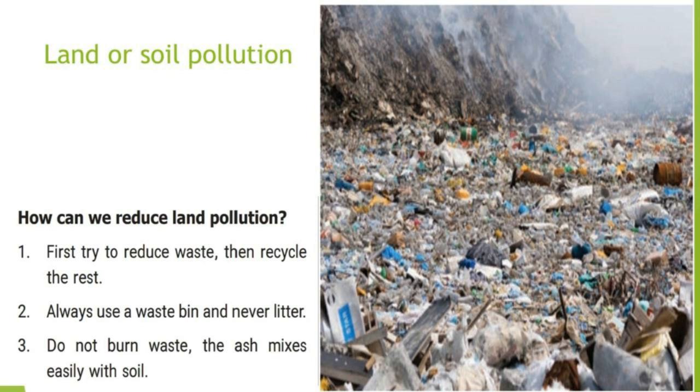Land or soil pollution. In the same way as water and air get polluted, land or soil pollution happens when toxic chemicals change the natural balance in soil. Land pollution comes from farming, the excess use of chemical pesticides and fertilizers, mining, digging up metals and other materials, factories, industrial waste, and the solid waste from our own homes like plastics and broken electronics.